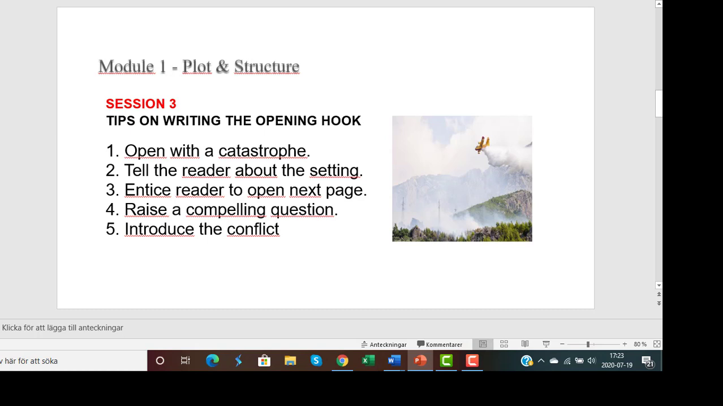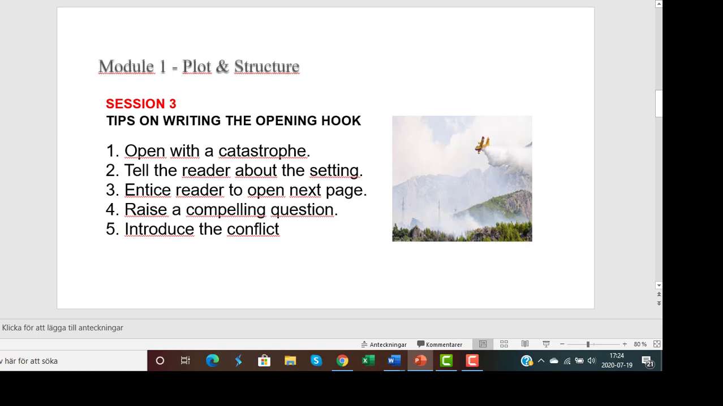Number 2, tell the reader about the setting. Tell the reader about the time when the story is taking place. Is it the 19th century? Is it 1920? Or is it 2020? And where is the story taking place? Is it on top of a mountain? Is it in a village? Is it in the city? Is it in a restaurant? You decide where your story is going to start. The trick is not to dump it all on the page, but instead subtly weave in the facts slowly.